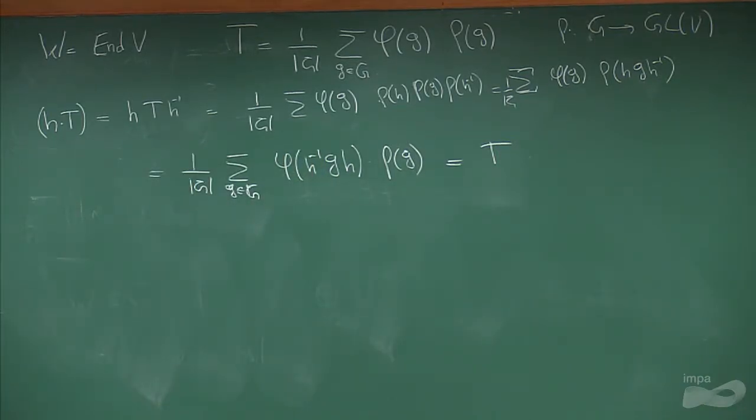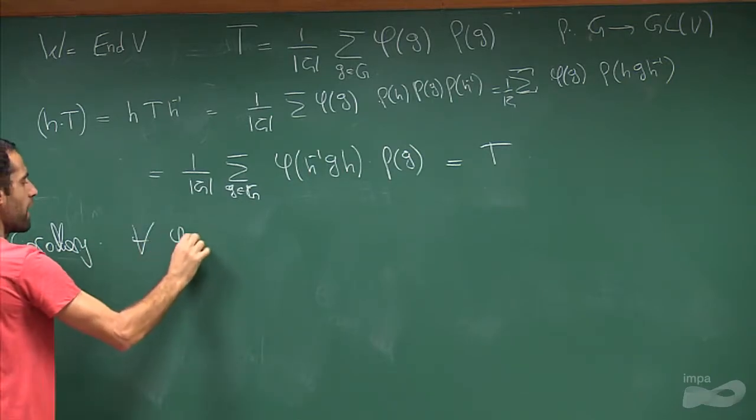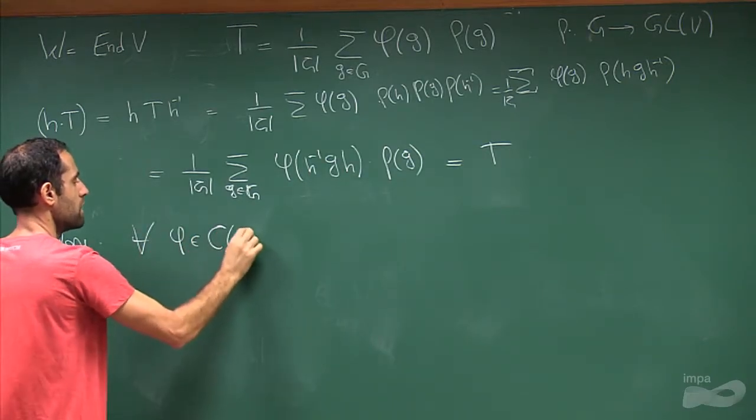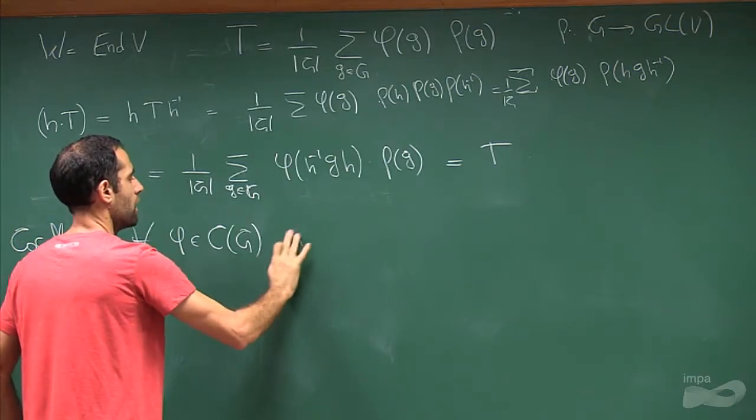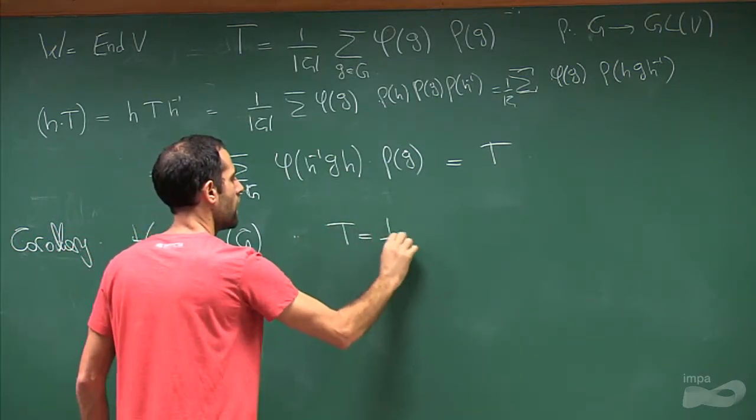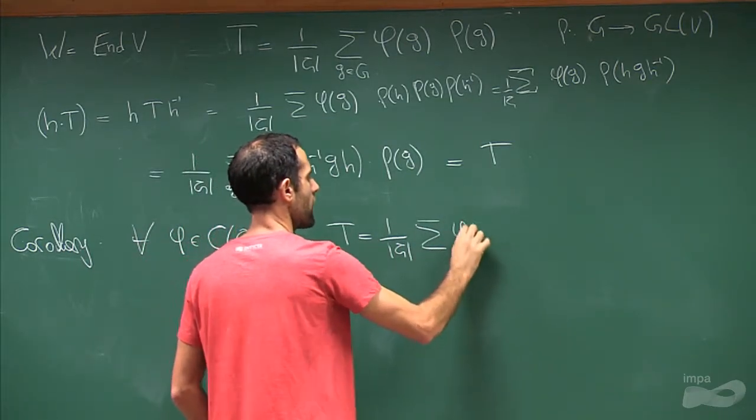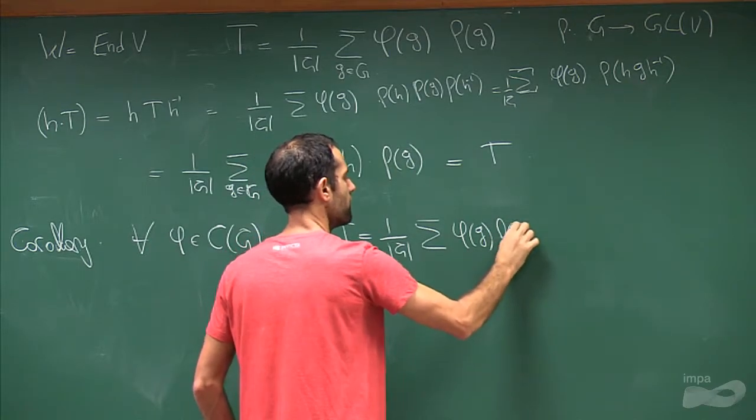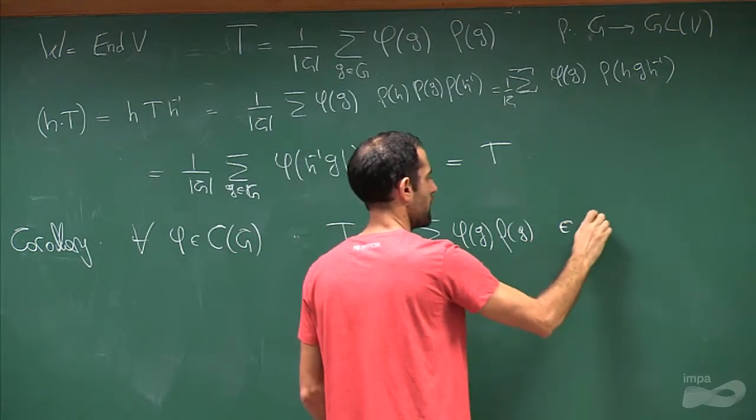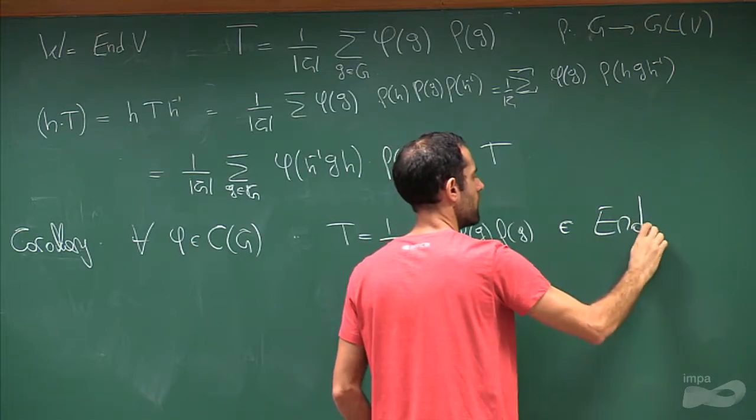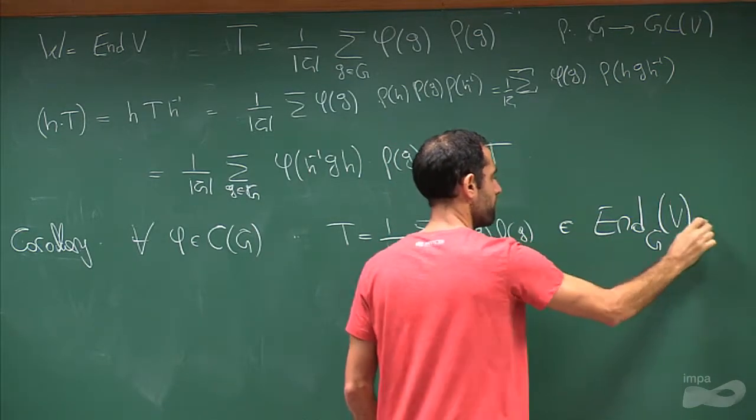Okay? All right, so the statement is that for any class function, so the corollary: for any phi which is a class function on G, T, defined as 1 over |G| times the sum of phi of g rho of g, is an endomorphism of the representation V.